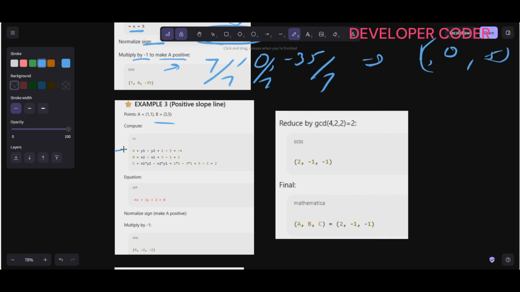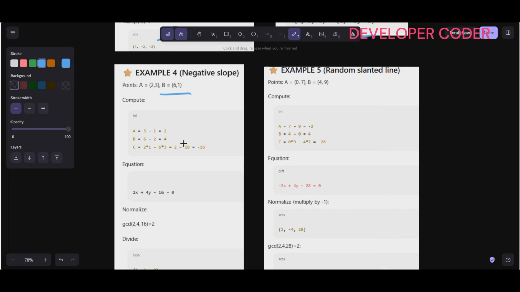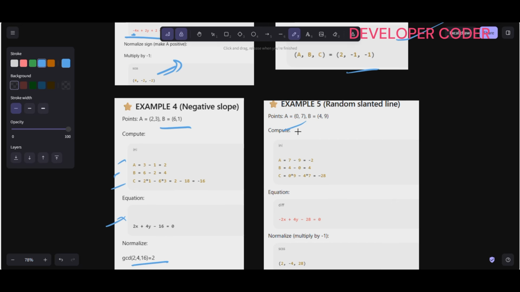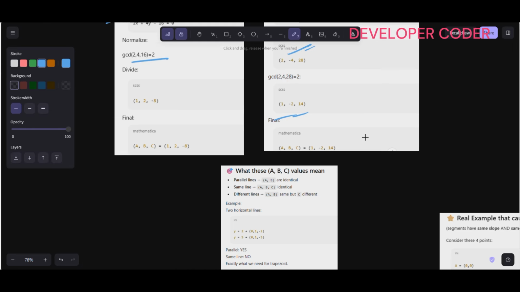Same way here, one more example. You get this, then here normalize the sign. So you're going to get something like this, then you calculate the GCD, then do this, and you will get something like this. Positive slope line, then negative slope line. These are the points. Just go over this example, same thing I'm doing. You are going to get this, and you have to divide with the GCD, and you're going to get this. Same way here, same example actually. Calculate this, multiply by minus 1, normalize it, you are going to get this, then calculate the GCD, and then write it like this. That's it. So this is how we are going to write.